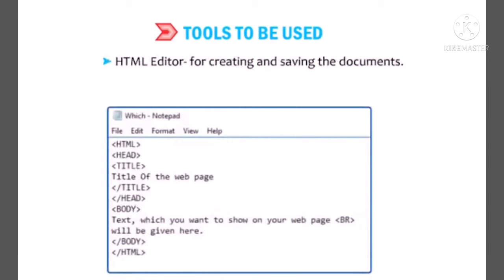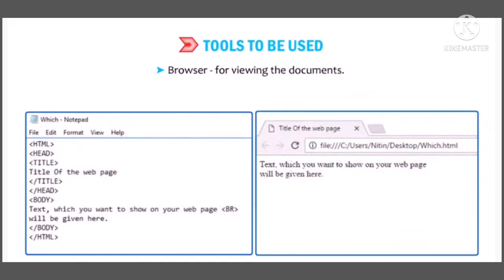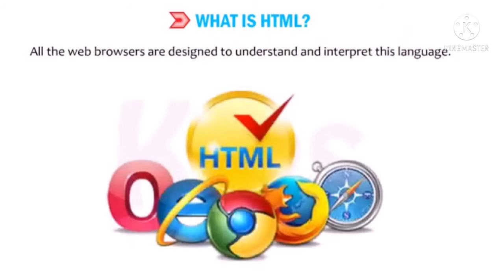Coding is done in an HTML editor. And the second basic tool is the browser. The browser is used for viewing the document. Whatever document we have created using the HTML editor will be viewed using browsers. You can use any browser, because I have already told you that all the web browsers are designed to understand the HTML language.